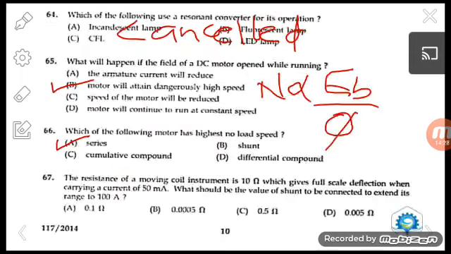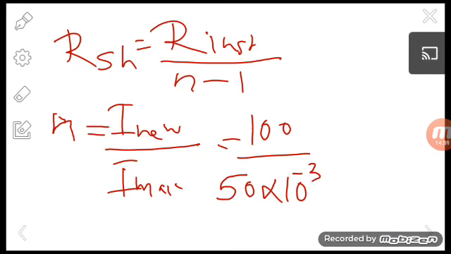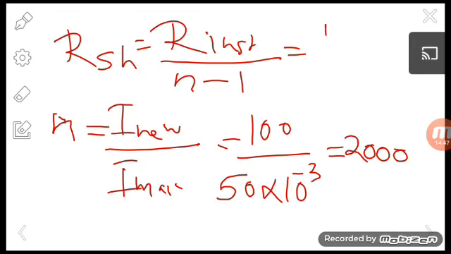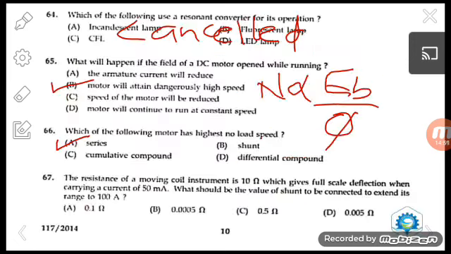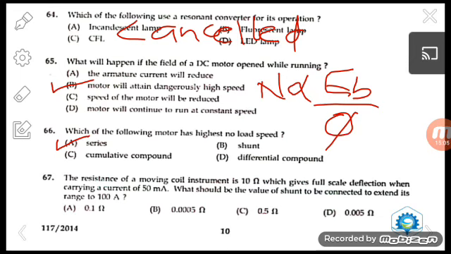Here the new range of the meter is 100 ampere and the full scale deflection is 50 milliampere. So I will get 100 by 50 into 10 raised to minus 3 ampere. So N is 2000, and we substitute here, R instrument is 10, so 10 by 2000 minus 1, that is 1999. So we get R_SH as 0.005. So option D is correct, 0.005 is correct.